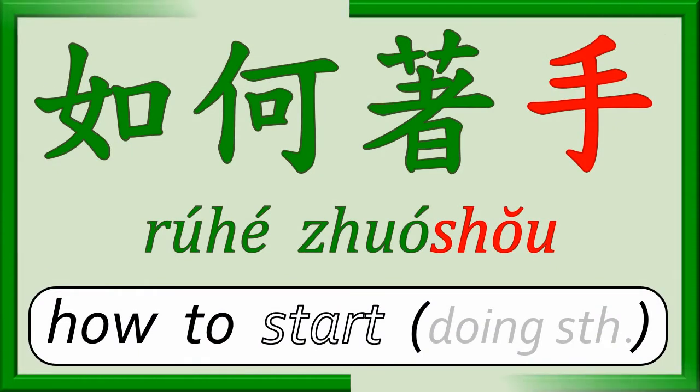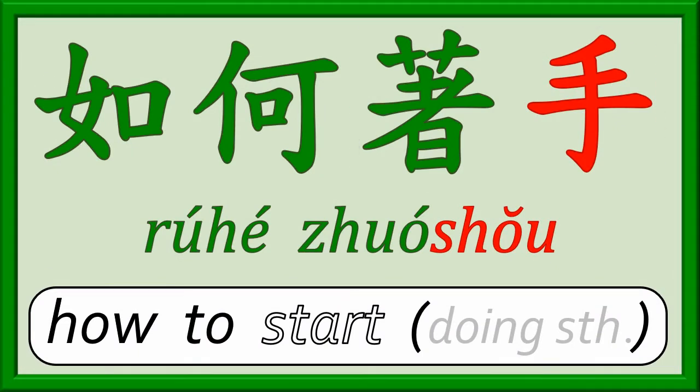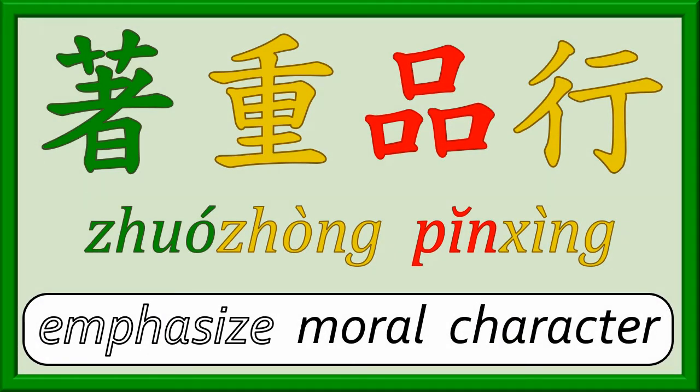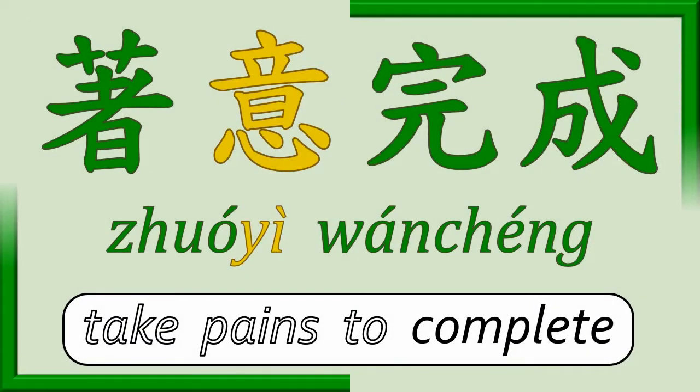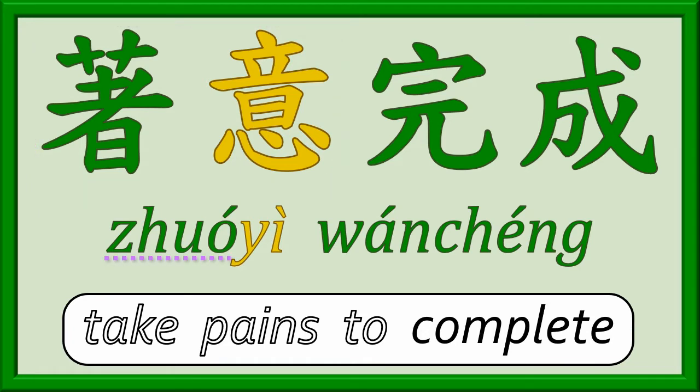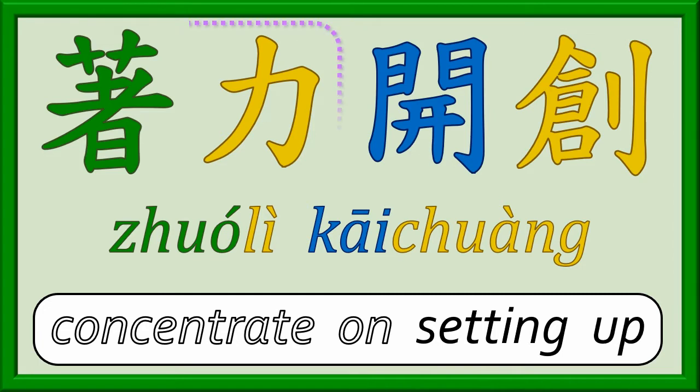Keep that idea in mind. There is a purpose, an objective to be achieved. 如何着手? How to begin? Where to start? 着重品性, to emphasize moral character. 着意完成, to take pains to complete something, focus one's mind on it. 着力开创, to concentrate one's efforts on setting something up, to devote one's energy to it.